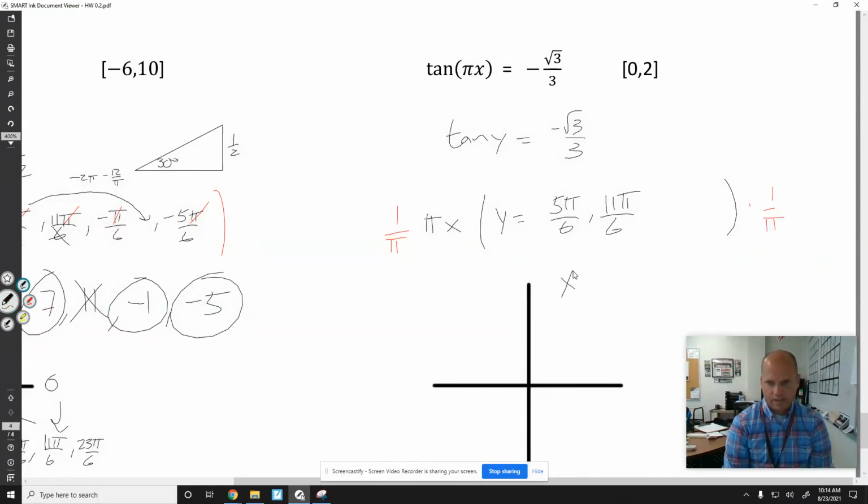Giving me solutions for x of 5/6, 11/6. 11/6 is close to 2. I'm looking at 0. The first one has got to be this one. I know I don't have to add or subtract solutions, so I'm kind of done right there.